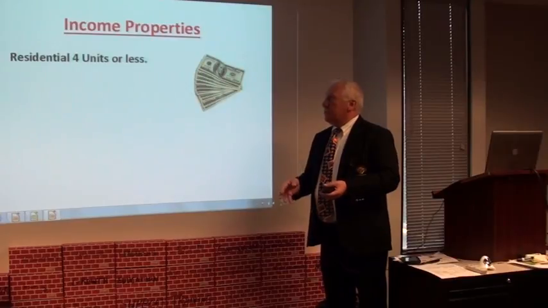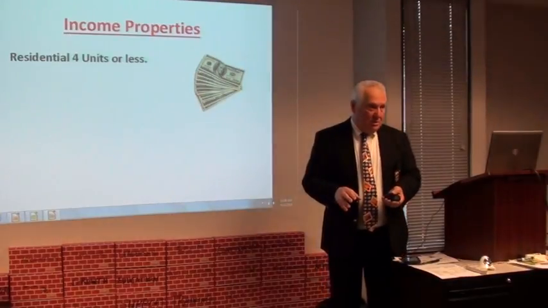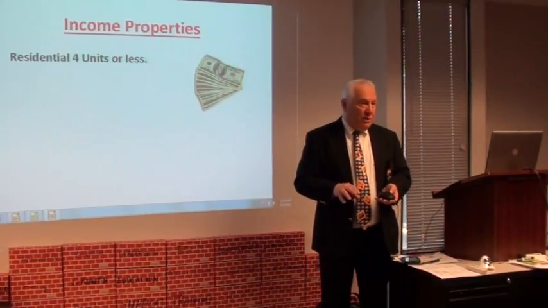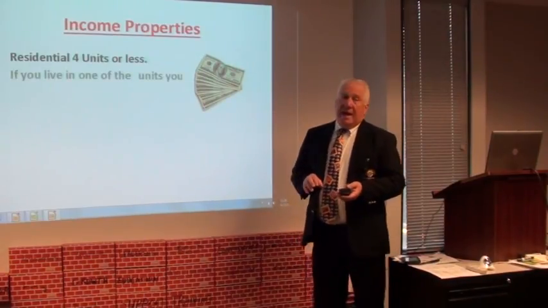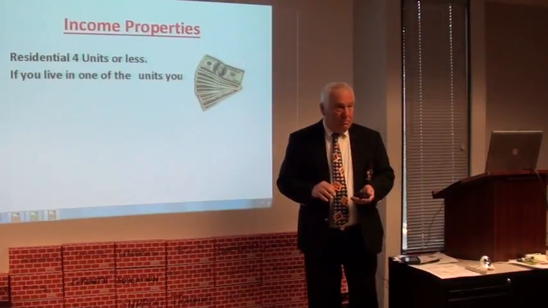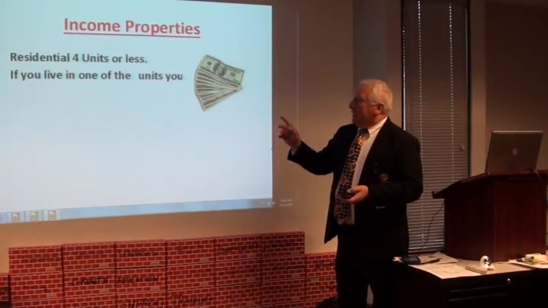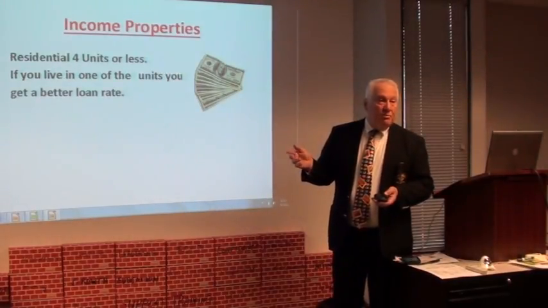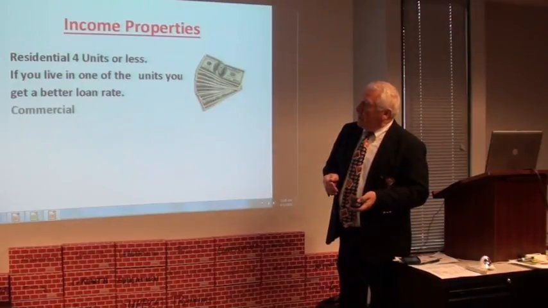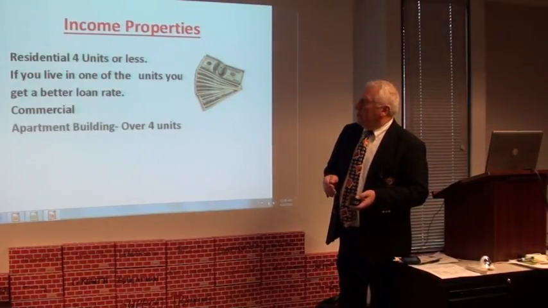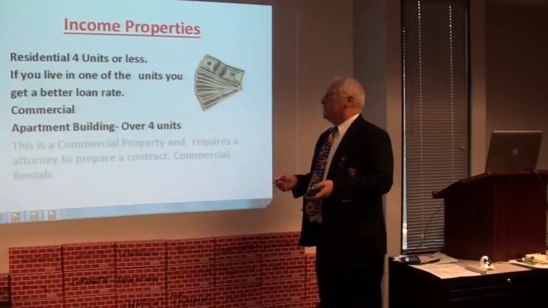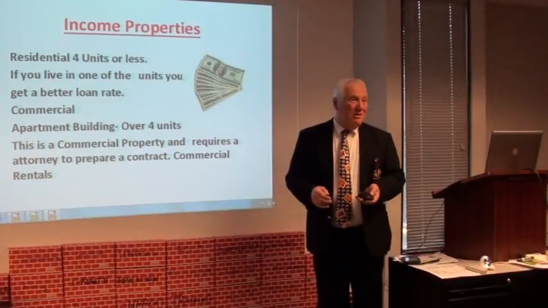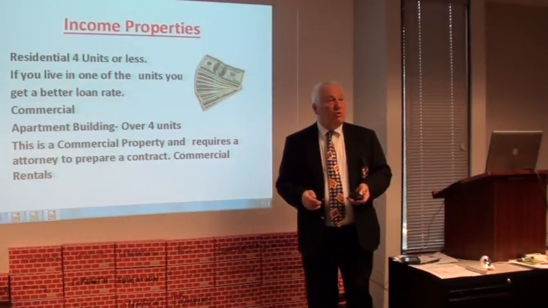These are residential units, 4 units or less, income property, which by law you're allowed to do as a real estate agent. When you exceed that, you have to have an attorney involved. It's mandatory required. If you live in one of the units, you get a better loan rate as well, because now it becomes a primary residence. Commercials were apartment buildings, anything over 4 units. And again, the commercial requires that you have an attorney involved, because the contracts have to be attorney-drawn contracts.